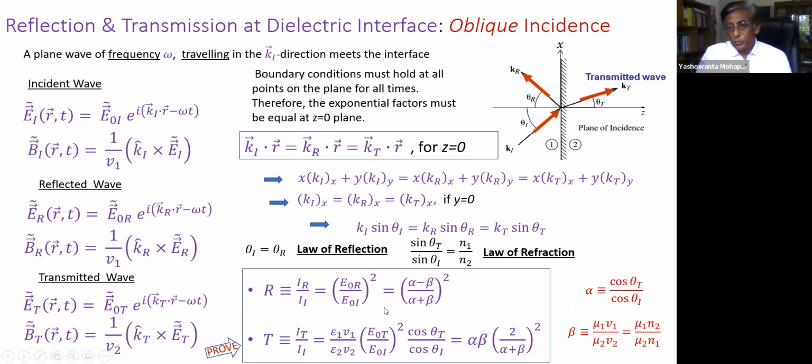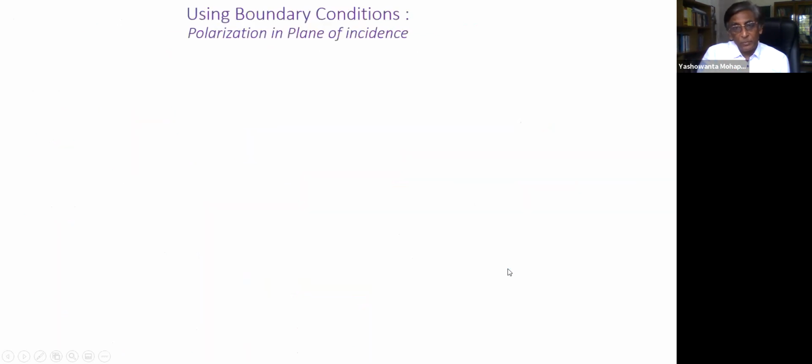But I'll show you how to do it. I'll give you steps, but this is what we're looking after. This is our aim. So I've summarized everything that we need to be able to deal with oblique incidence. Of course, I have assumed that there's a plane of incidence. So how do we use the boundary condition?